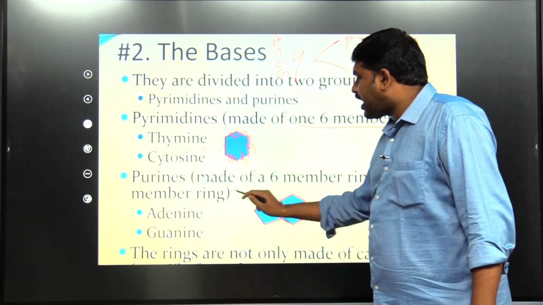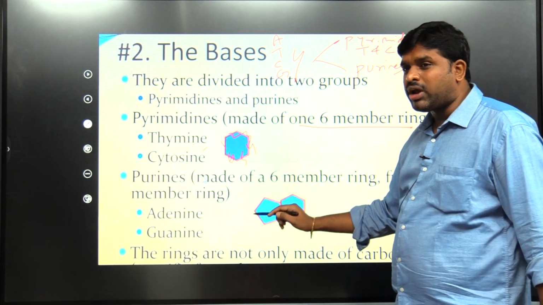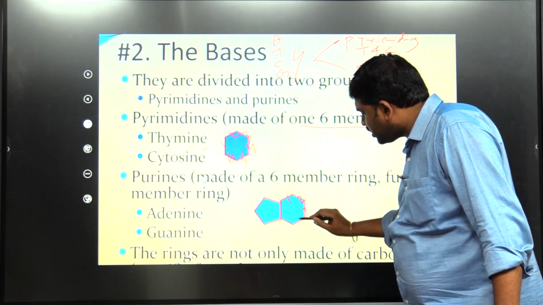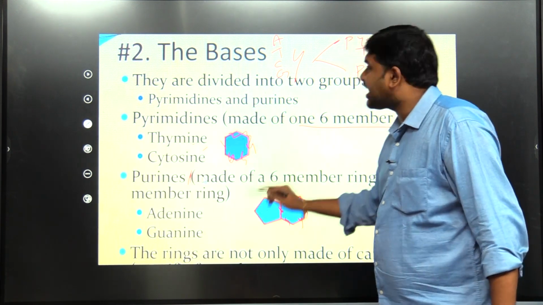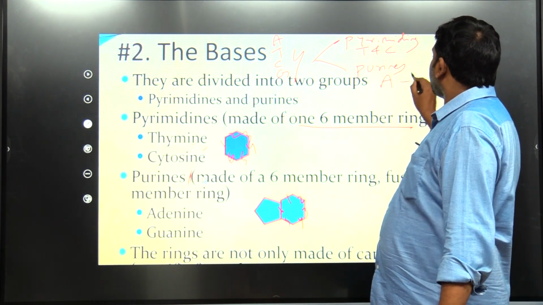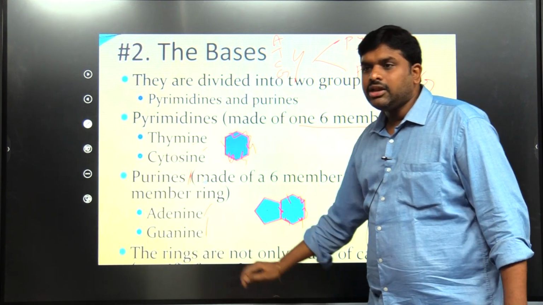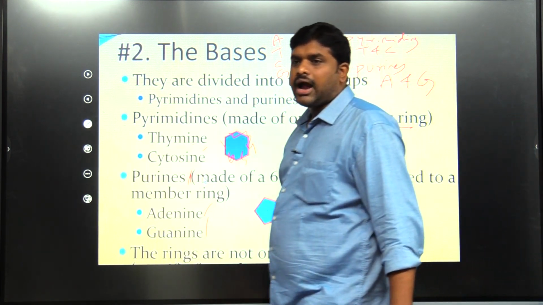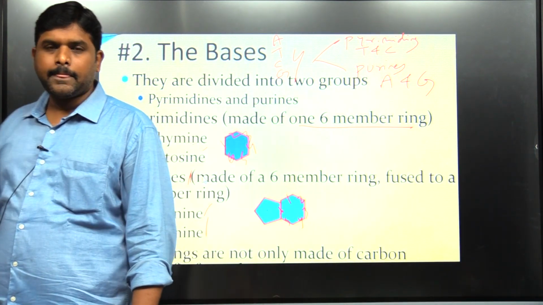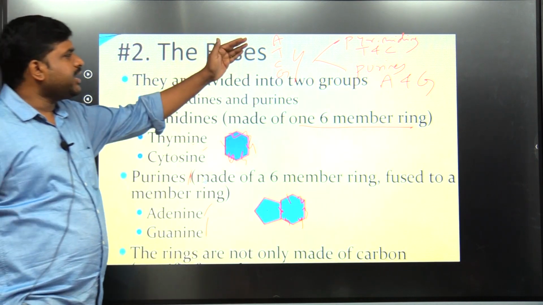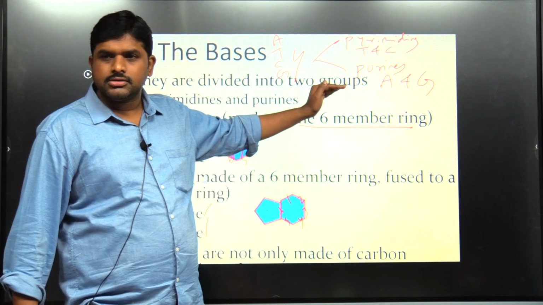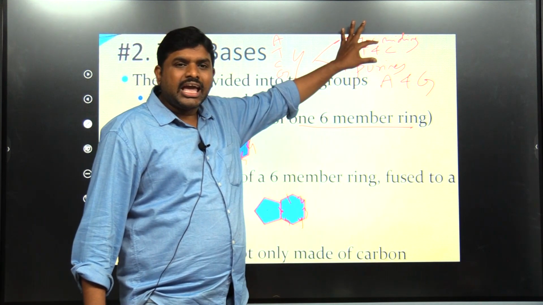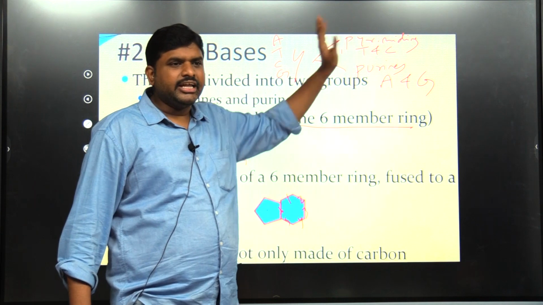Purines are made up of a 6-member ring fused to another ring. 1, 2, 3, 4, 5, 6 fused to another ring. It is called a purine. A and G: adenine and guanine. So there are pyrimidines and purines. Pyrimidines are thymine and cytosine. CT, remember it like CT.